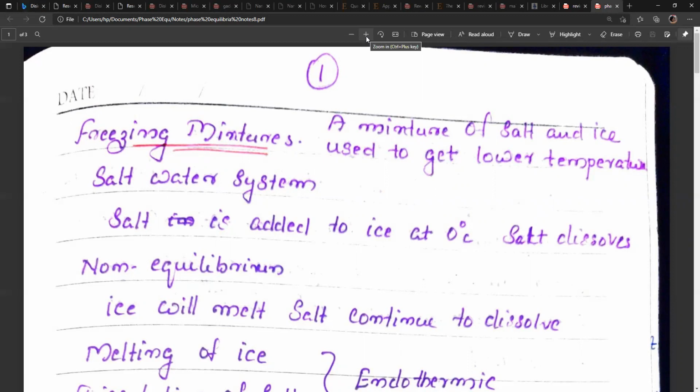And a salt water system always forms a salt ice system. You always form a freezing mixture. When salt is added to ice at 0 degrees centigrade, salt dissolves and the system becomes non-equilibrium. Two processes take place during this addition. Ice will melt, and at the same time, the salt continues to dissolve in the water formed.